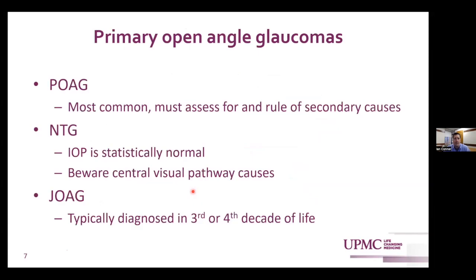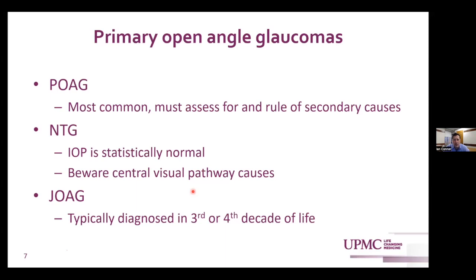So the angle is obstructed by either the iris directly or by repetitive trauma from the iris touching the trabecular meshwork. In the most common type of open angle glaucoma, primary open angle glaucoma, it's not exactly, but sort of a diagnosis of exclusion. You have to look for other things that can cause an open angle glaucoma. So you look for secondary causes, and we'll talk about some of them, like pigmentary glaucoma and pseudoexfoliation, which is very common here in Pittsburgh.